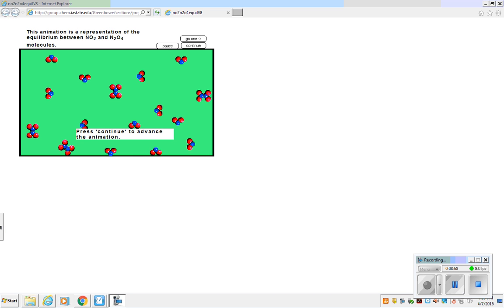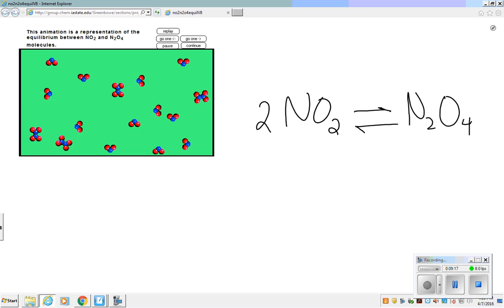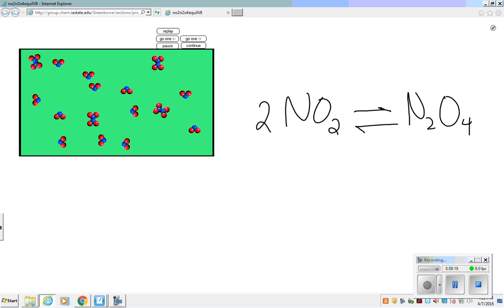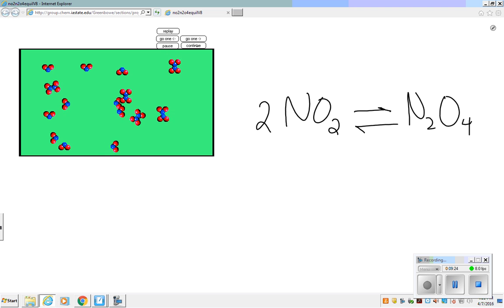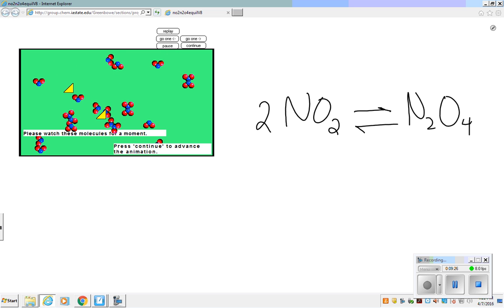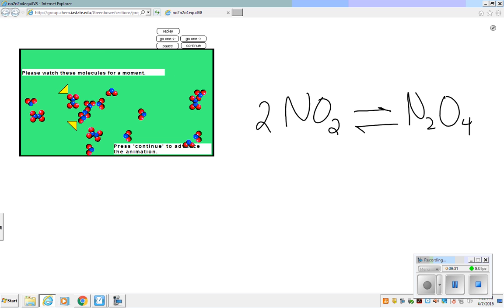I'll show you a little animation of this. In this particular system right here, we have NO2. Two NO2s can react with each other and form N2O4, which can break back down into two NO2s. I like this animation because as we go forward, I'll hit continue on this, and we let these move around. We can see that this is a dynamic system where these two reactions can occur. So we can have formation, or we can have them break apart, decomposition.